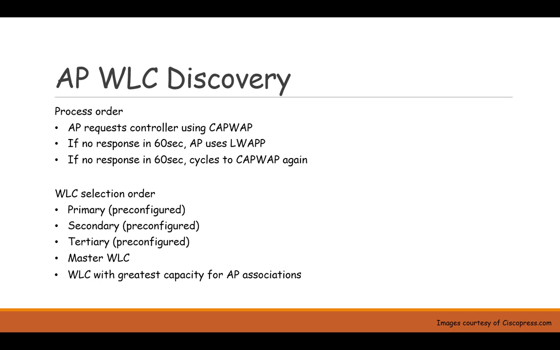If you have not manually configured any wireless controllers, then the access point will associate with the wireless controller which is configured as the master. In the event the master is not available, it'll associate with the wireless controller that has the greatest capacity available, which may not be the one with the least associations, depending on the models of wireless controllers in your network. You'll see shortly that different models have different numbers of supported access points, and whichever controller has the greatest capacity for additional associations is the one that would be selected here.